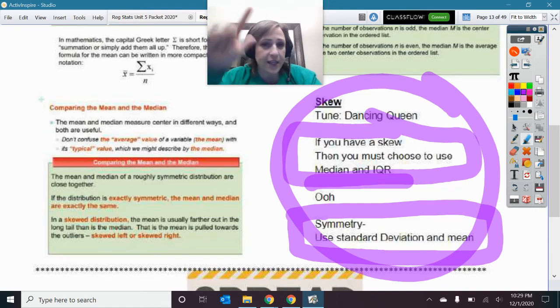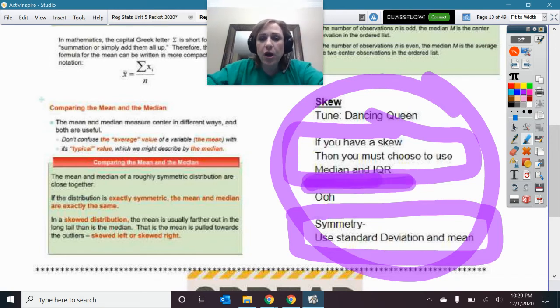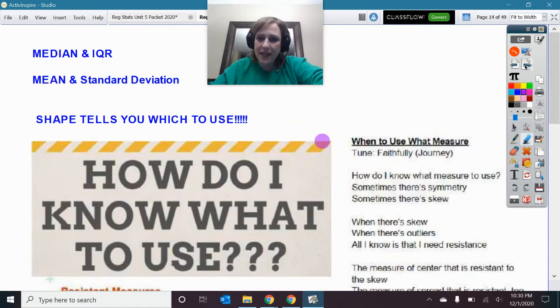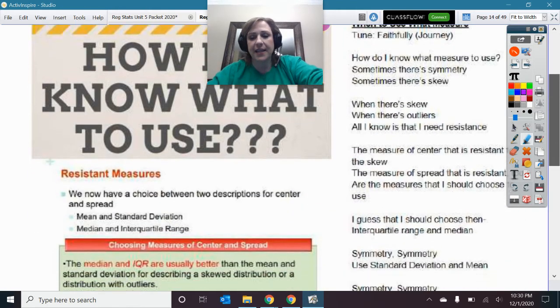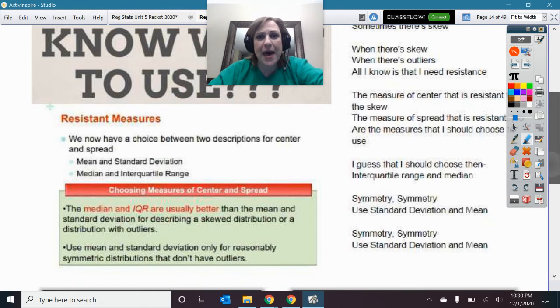Okay? And I'll play you the actual real video of that in a minute. But if you have skew, if you have outliers, then median and IQR are the measures to choose because they are resistant to that. And that's what this song is telling us. It's a little bit slower, but it's kind of hilarious because it's so dramatic.